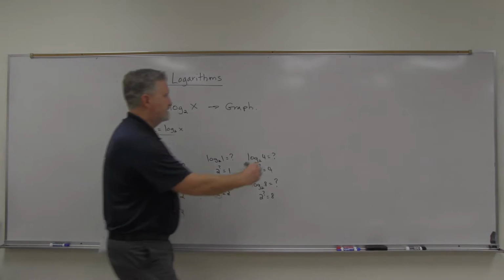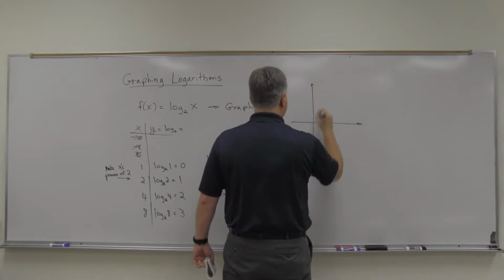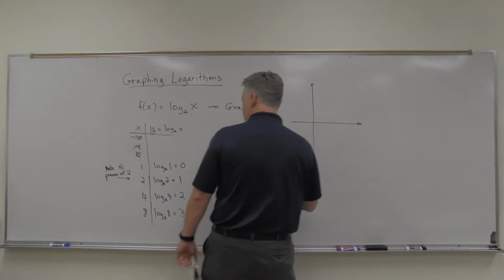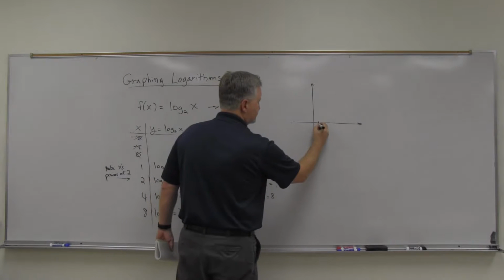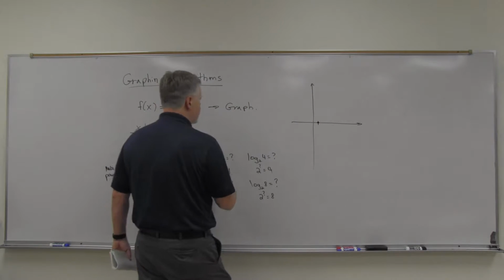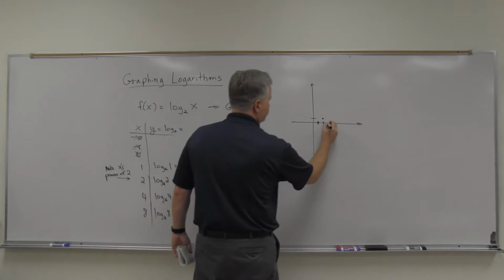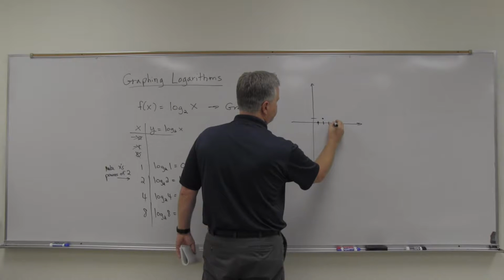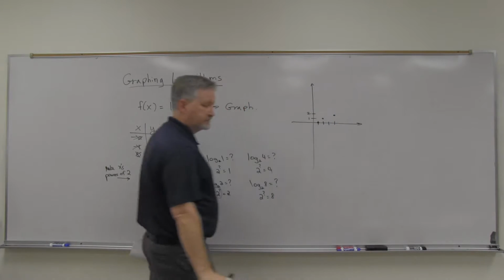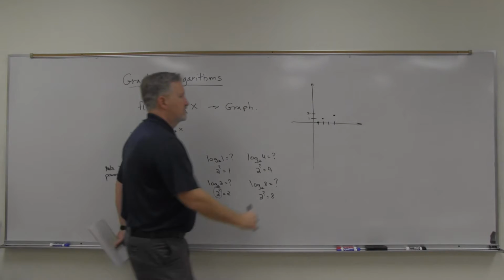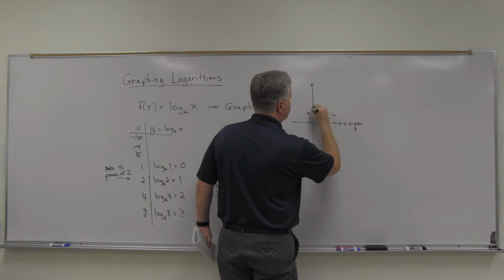All right, so let's get that going here. Nothing, no x is 0, no x is negative. We got x is 1, y is 0. X is 2, y is 1. X is 4, y is 2, right here, right? 4, 2. And then we got 8, all the way out to 8 to get y is 3.